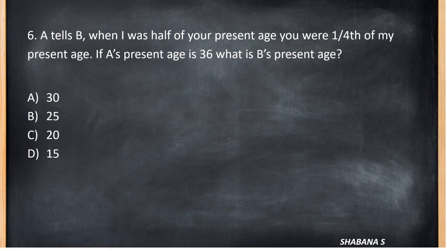A tells B, when I was half of your present age, you were 1/4 of my present age. So I am going to take A's present age. Listen carefully. A's present age as just A, and A is 36. B's present age is just B, and A's past age is A past, and B's past age as B past. So let's put the equation into form. When I was half of your present age, you were 1/4 of my present age.